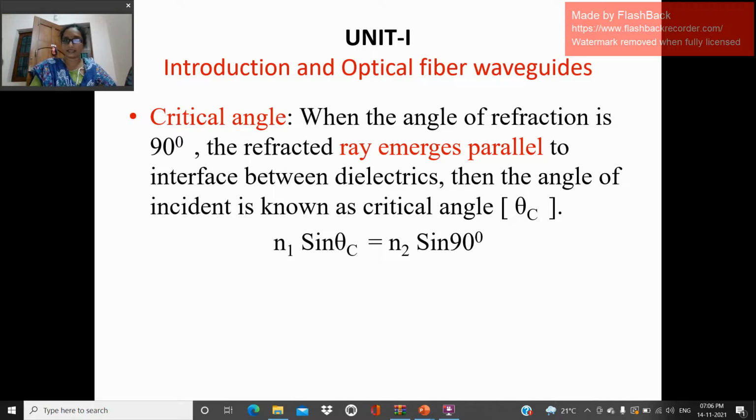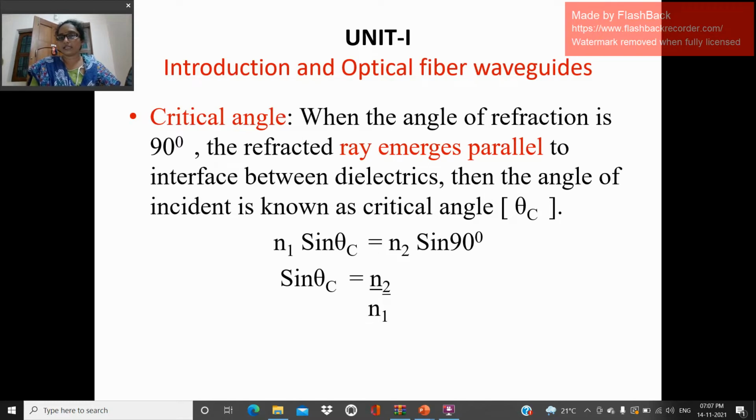n1 sin theta c is equal to n2 sin 90 degrees. Theta 2 is equal to 90 degrees according to Snell's law. This is the familiar equation according to Snell's law, n1 sin theta 1 is equal to n2 sin theta 2. So that's the equation we see here.